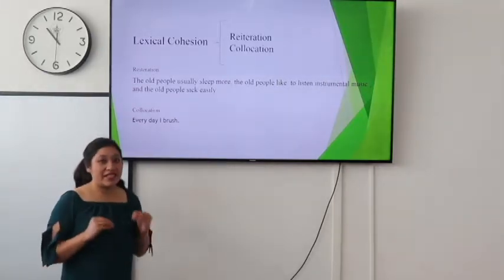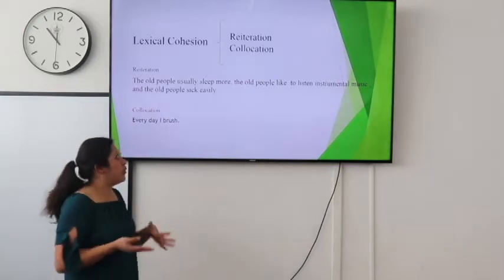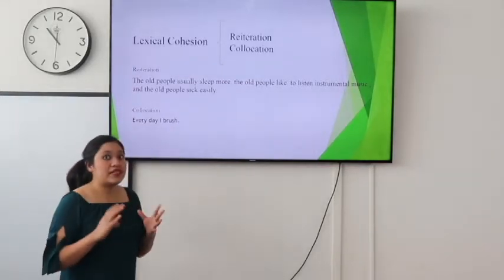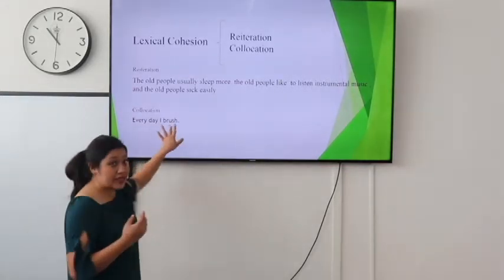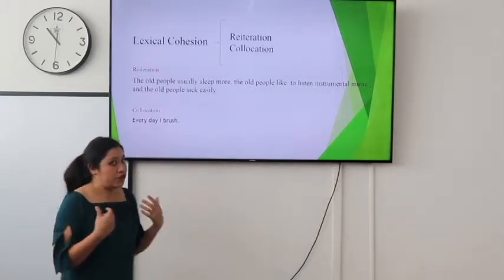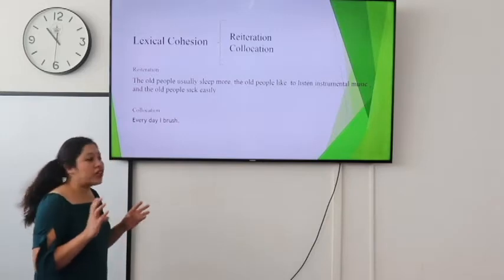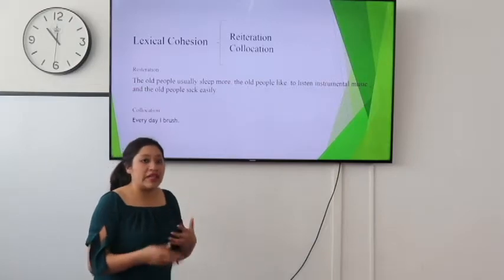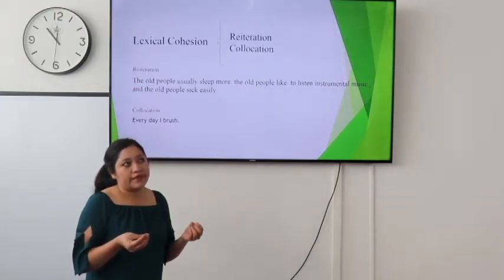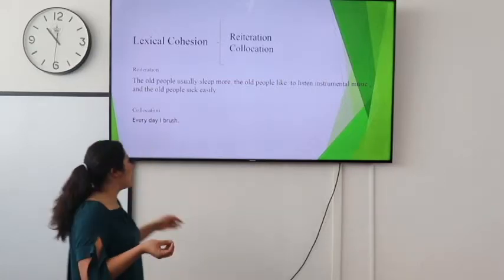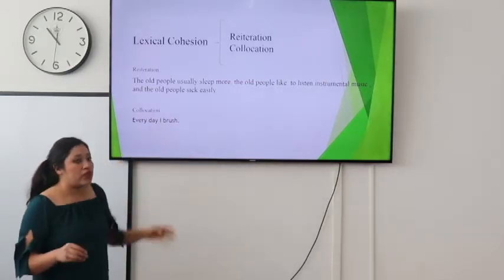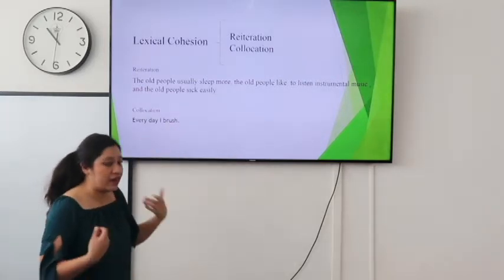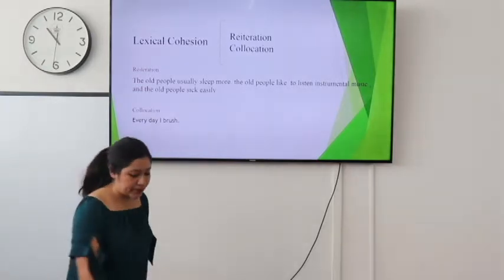Collocation is when a sentence can have two meanings. For example, "Every day I brush." I brush what? I brush my hair or I brush my teeth. Sometimes the word is ambiguous because you can use brush for your hair or for your teeth. In collocation we notice that we need another explanation to communicate correctly. If I only say "every day I brush," you don't understand what I brush. But if I say "every day I brush my hair," you understand what it refers to.